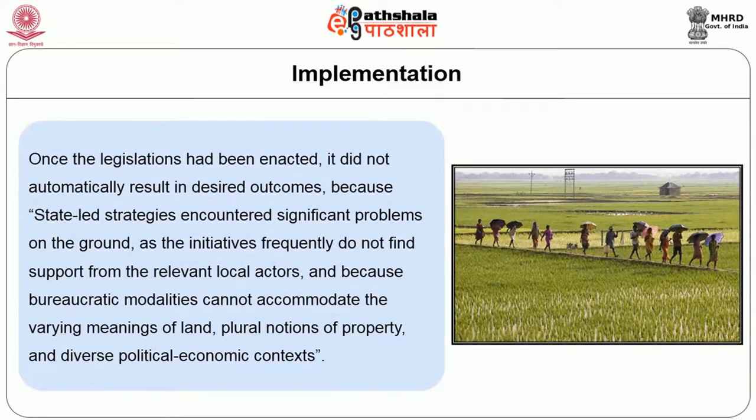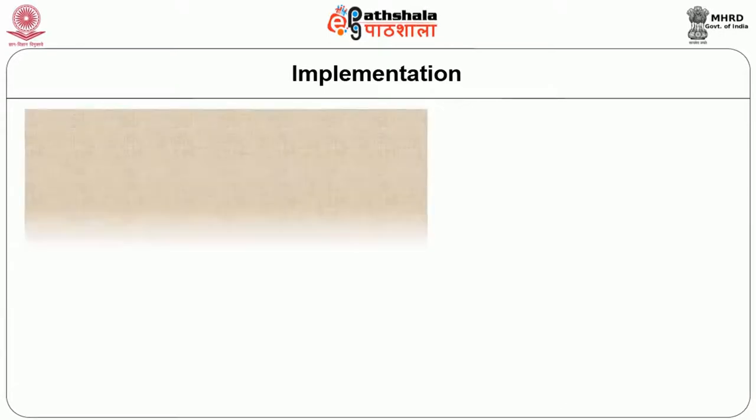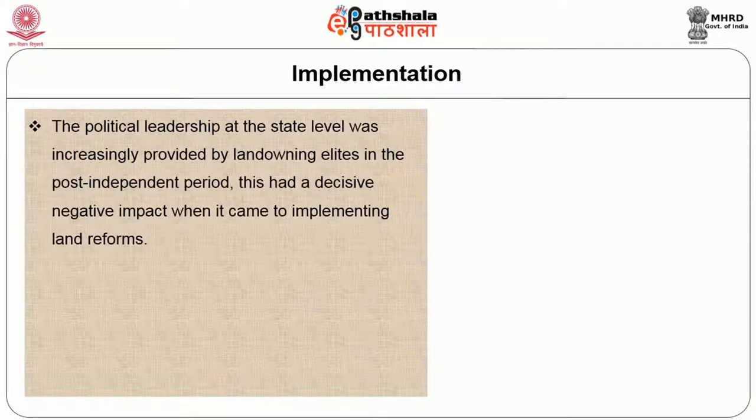Implementation. Once the legislations had been enacted, it did not automatically result in desired outcomes because state-led strategies encountered significant problems on the ground, as initiatives frequently do not find support from the relevant local actors because bureaucratic modalities cannot accommodate the varying meanings of land, plural notions of property, and diverse political economic contexts. Political leadership at the state level was increasingly provided by land-owning elites in the post-independent period. This had a decisive negative impact when it came to implementing land reforms.